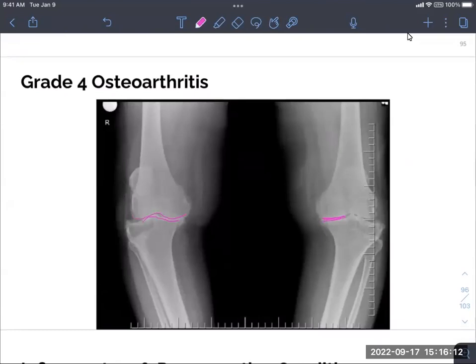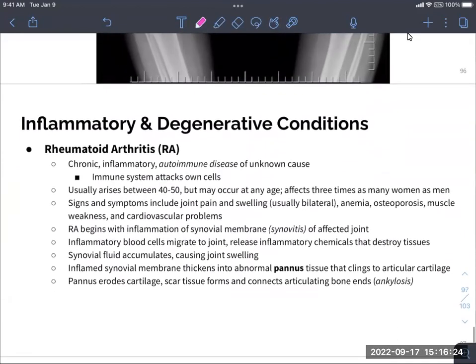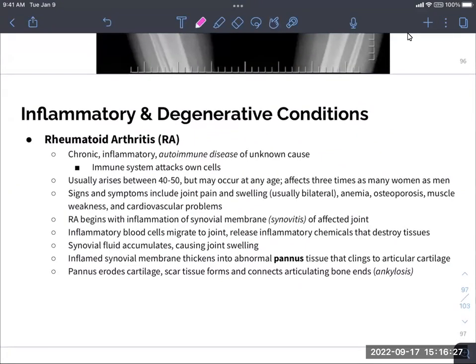That has got to be painful because those bones are rubbing together. There should be some nice joint space there. This picture, there is not. Rheumatoid arthritis. As I said, it's autoimmune.